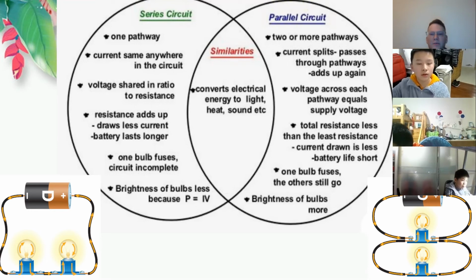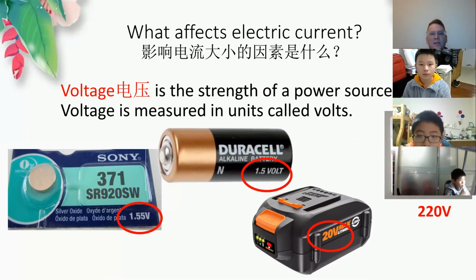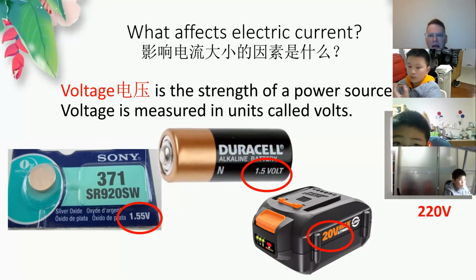All right, actually, we're going to get into that right now. So, what affects electricity? Voltage is the strength of a power source, and that's putting out 20 volts of electricity.